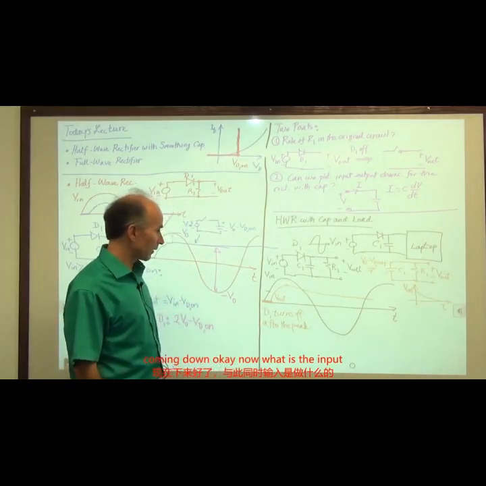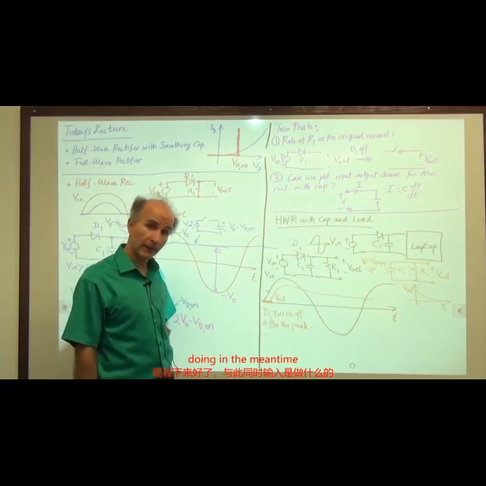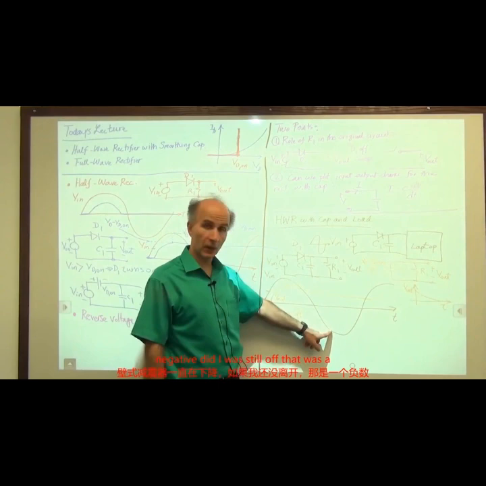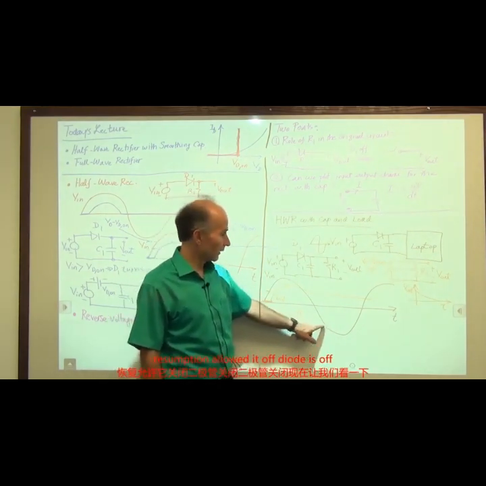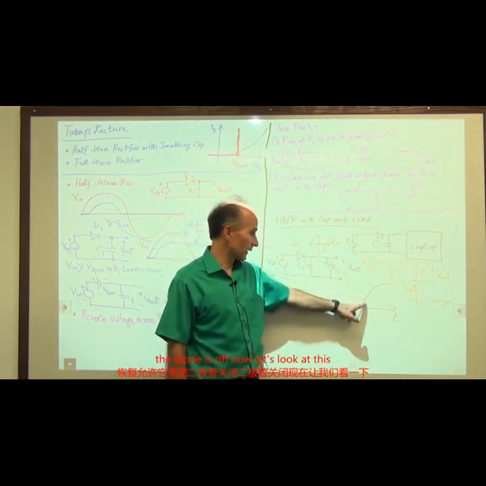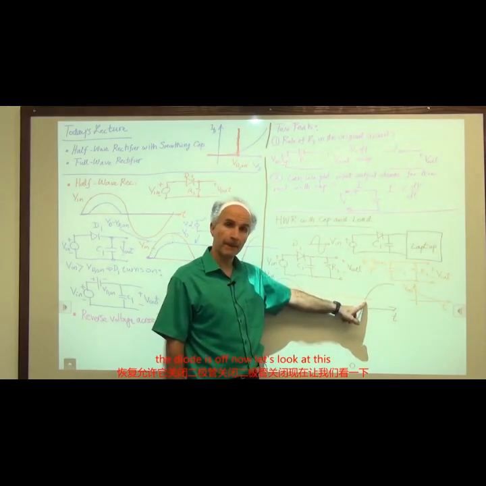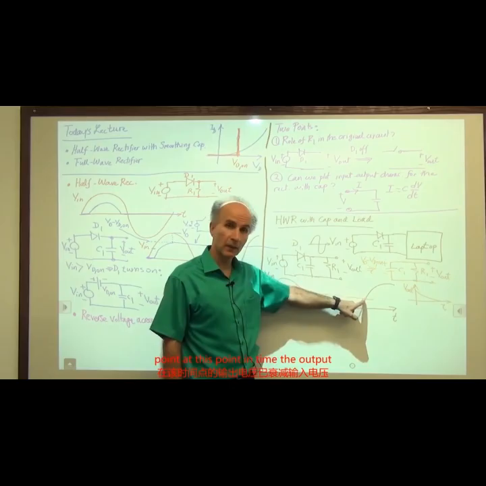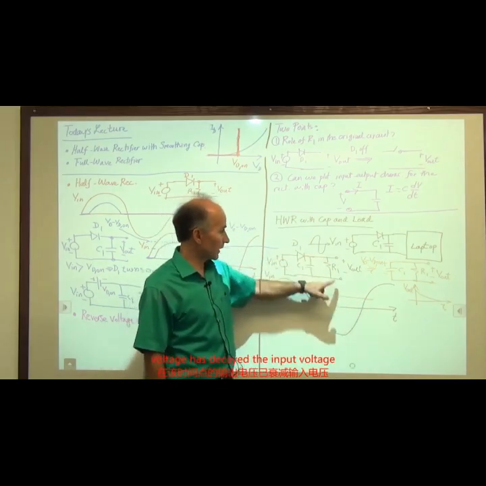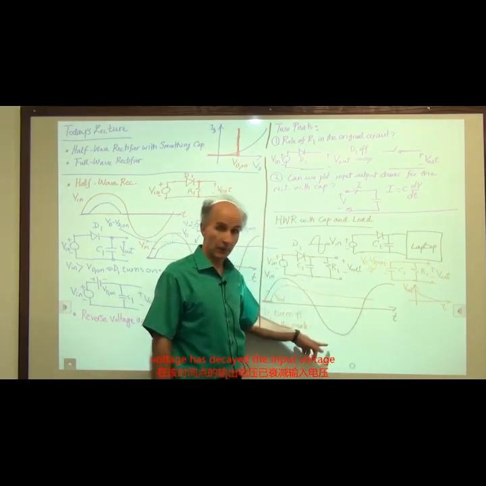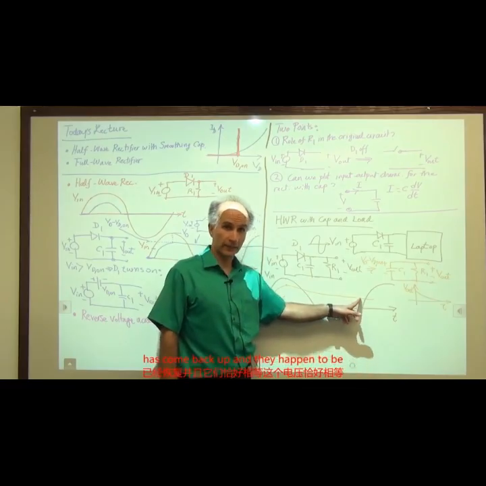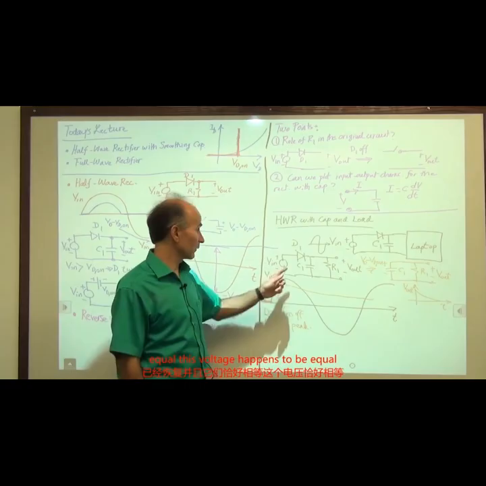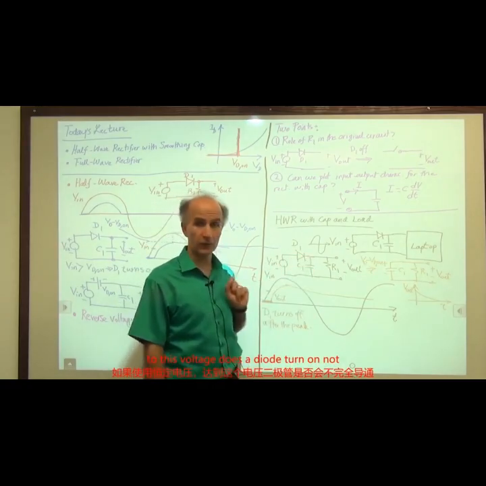Okay. Now, what is the input doing in the meantime? Well, the input keeps going down, going negative. The diode is still off. That was our assumption. The diode is off, the diode is off, the diode is off. Now, let's look at this point. At this point in time, the output voltage has decayed. The input voltage has come back up. And they happen to be equal. This voltage happens to be equal to this voltage.